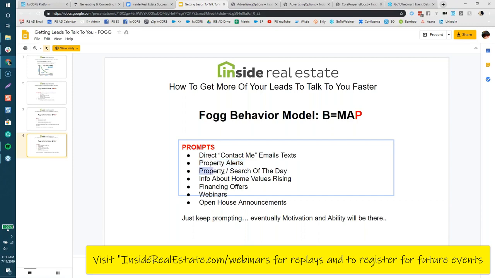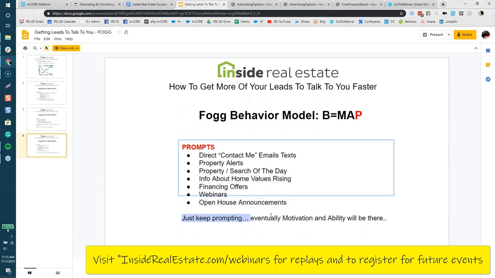The property or the property search of the day. We have a whole course in the learning portal about posting to social media a property or property search of the day. Those kinds of things can prompt people to start thinking about real estate. And then we have info about homes rising, financing offers, any webinars you want to do, first time home buyer webinar, first time investor webinars, open house announcements, basically any content you can create related to real estate is going to be a prompt.